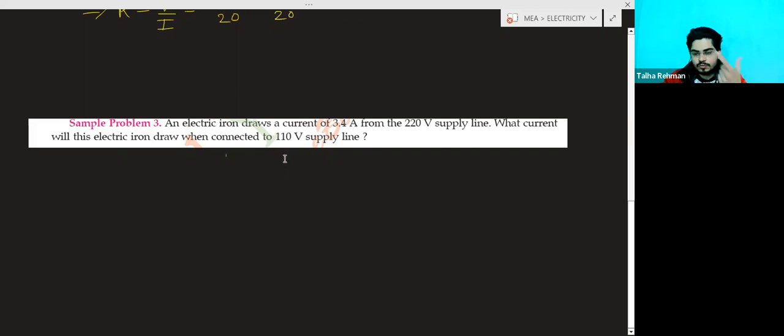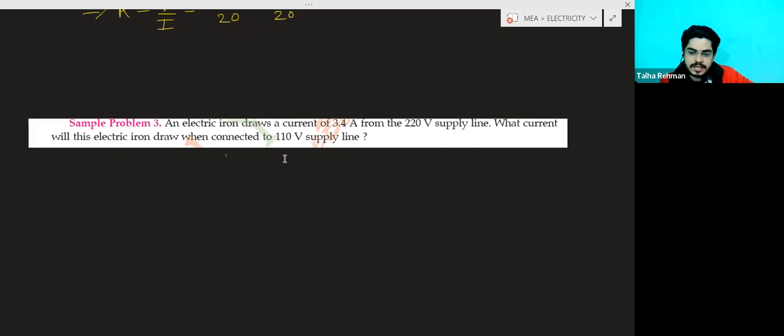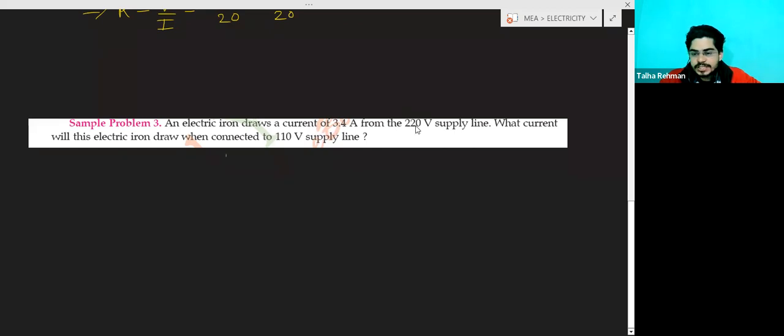There is an electric iron in your home also. Suppose you have connected that electric iron to the switchboard, and from that switchboard you are getting a potential difference of 220 volt, and the current flowing in the electric iron is 3.4 ampere initially. After that, suppose you have changed the switchboard. I am not saying you have changed the switchboard. I am just giving the example for solving this question.